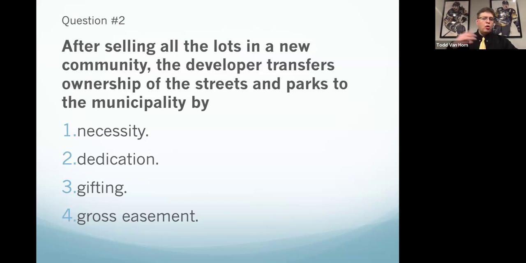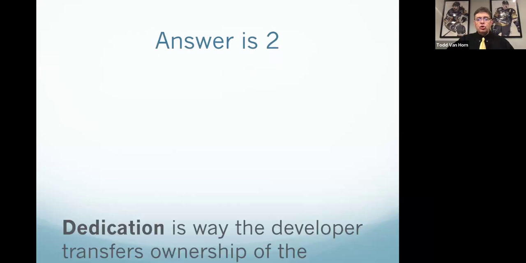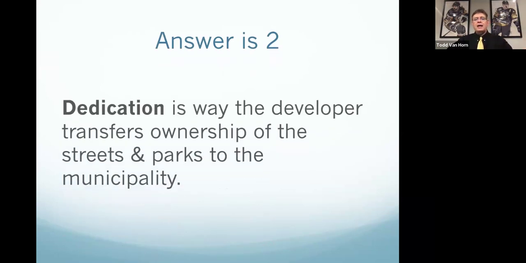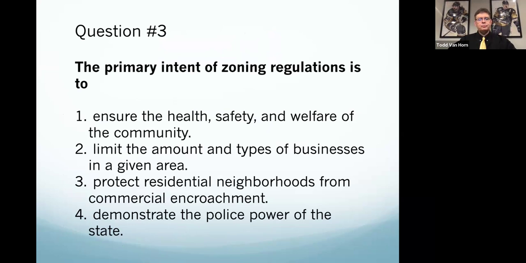So all the lots are sold in a new community. The developer is ready to transfer the ownership of the streets and the parks over to the municipality by which one of those words? Again, this is where your index cards that you're making hopefully come up big for you, because you should know this word that jumps off the page at you. It should be number 2, dedication. They're dedicating the ownership of the streets and the parks over to the municipality. Dedication is the word you're looking for there.